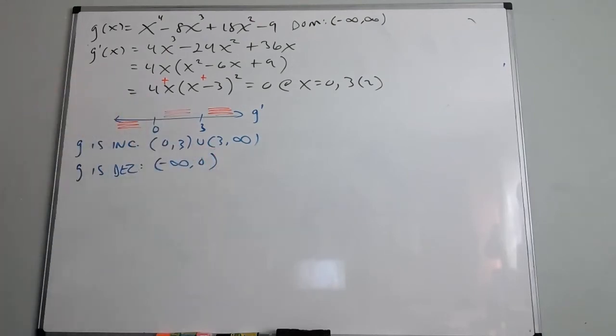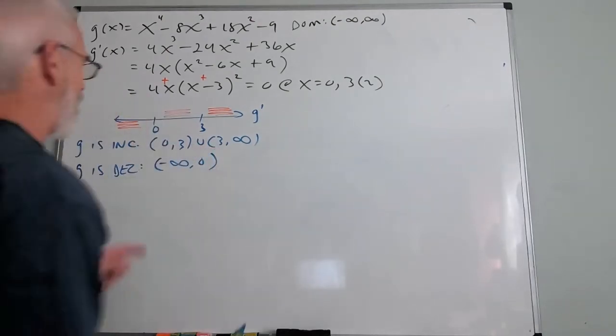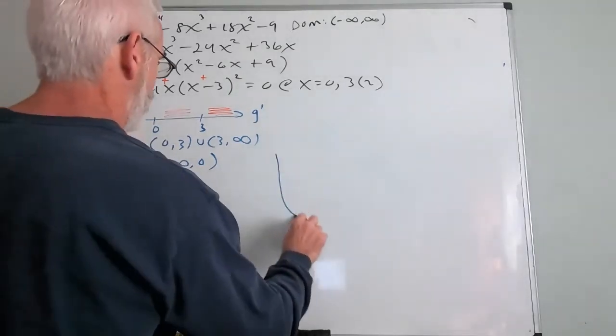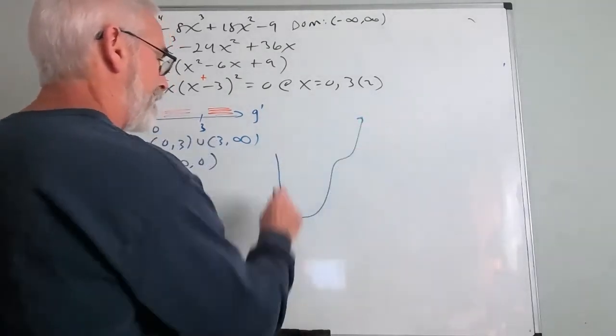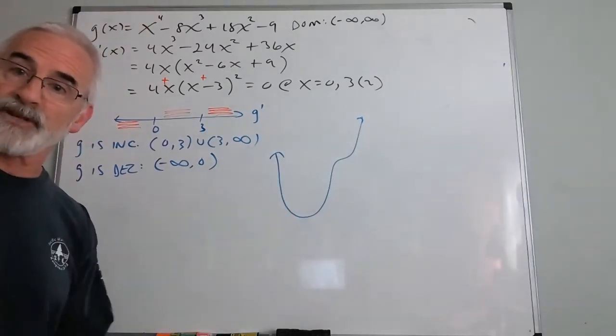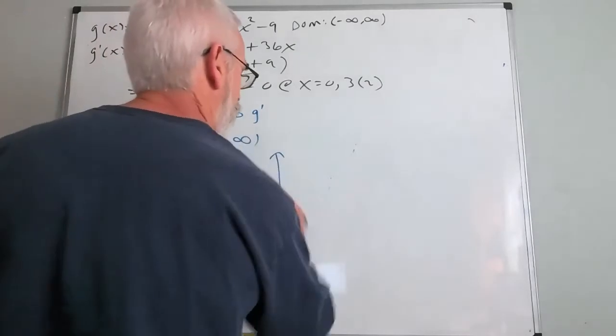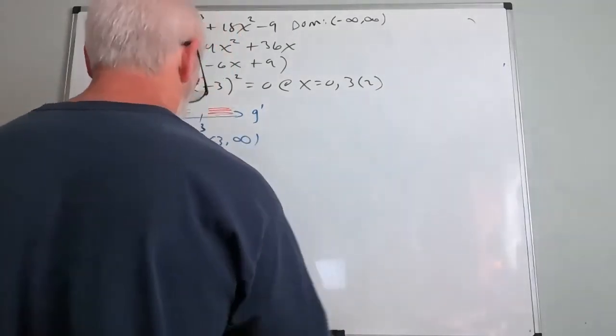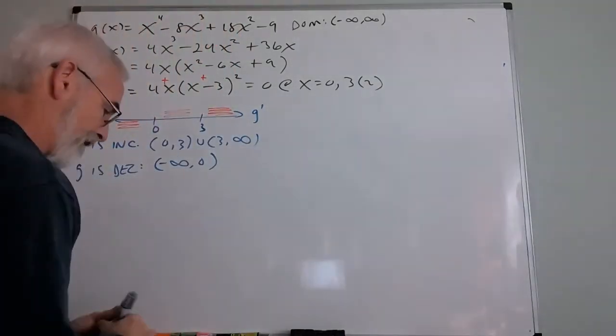That's interesting. So what does that tell me about my graph? It says I was going downhill, I was flat, I was going uphill, I was flat, I was going uphill. It's something like this. I now know roughly that's going to be the shape of my graph. And I haven't plotted a point yet. That's just from this information. Now let's do the second derivative.